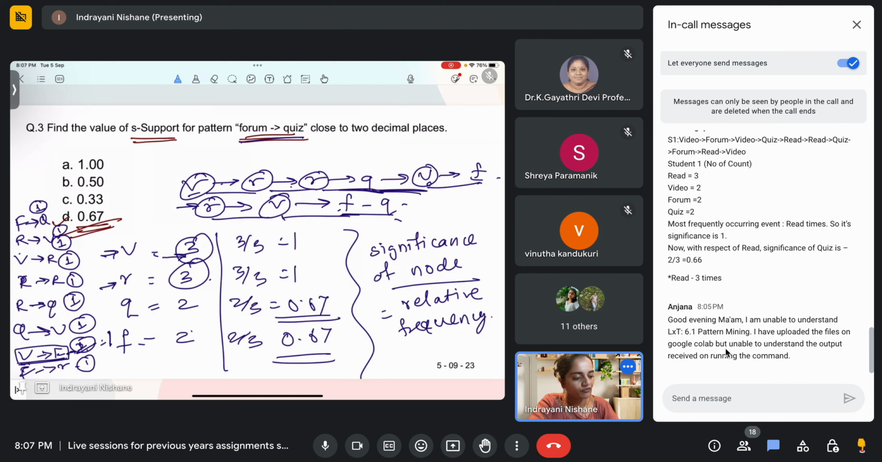have significance of 1, and the rest of the edges will have significance of 1 by 2, because this we considered 1, so we'll divide all the things by 2. If we draw a state transition diagram or a process model for this, all other edges will have significance of half or 0.5, and only video to forum, which is happening twice, will have significance of 1. Similarly, the node of video and the node of read will have significance of 1.